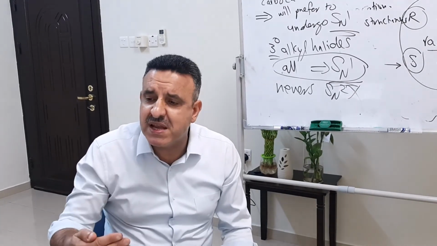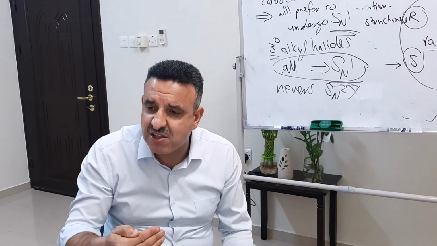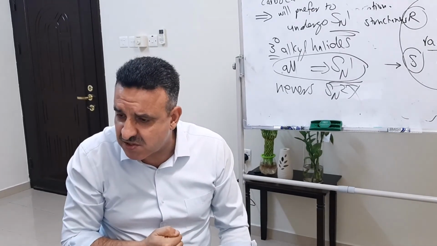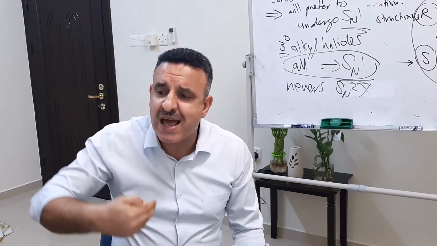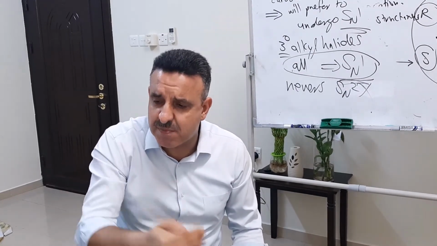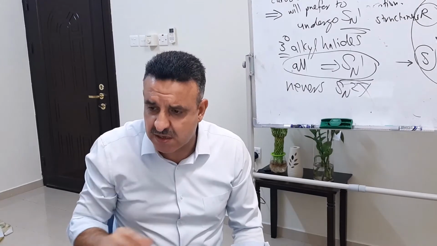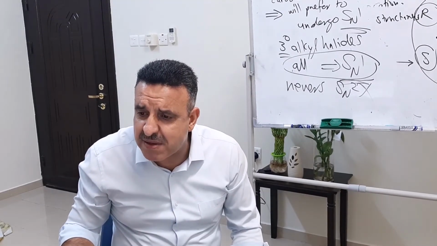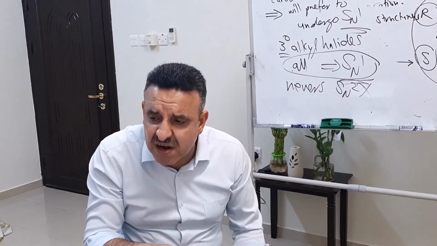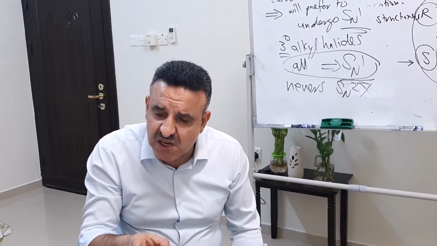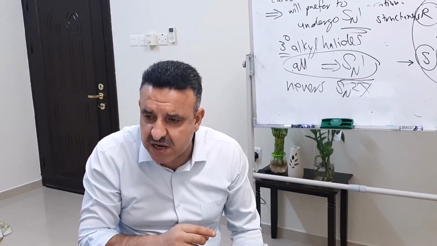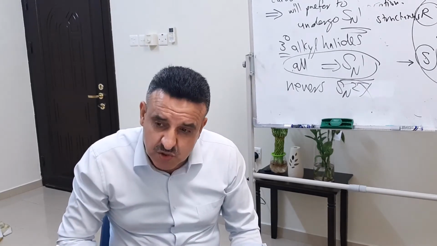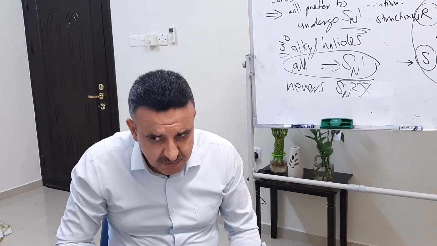Therefore, we are expecting the tertiary alkyl halide to undergo the SN1 reaction mechanism all the time, because it will produce a stabilized carbocation, the most stable carbocation. While methyl and primary alkyl halides will never undergo the SN1 reaction mechanism. They will always prefer to undergo the SN2 reaction mechanism. Get the point?